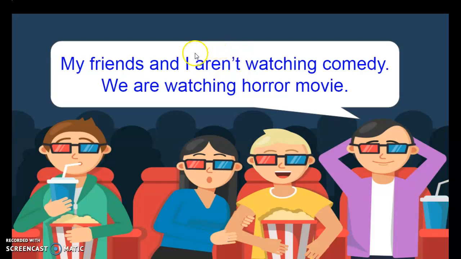Okay? Ini negatifnya pakai aren't. Okay, dari kata are not. Kenapa aren't? Kenapa nggak isn't? Karena my friends and I, itu artinya we, kami. Banyak ya orangnya.